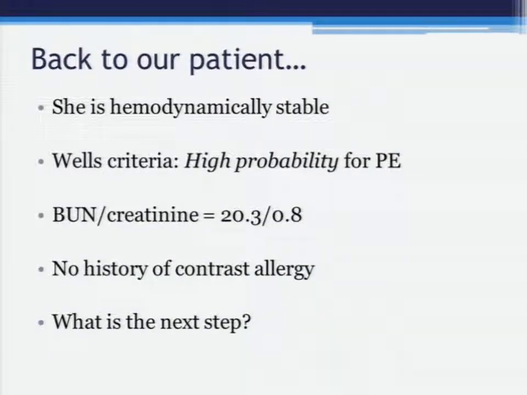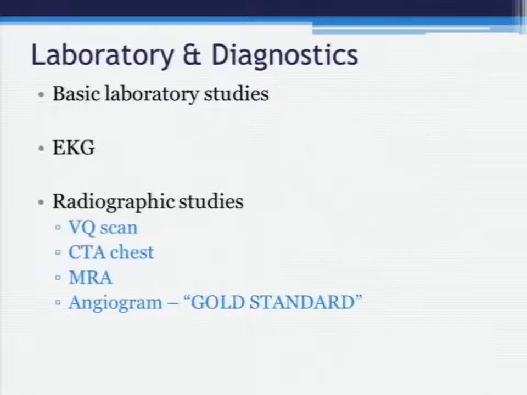Now, back to our patient. She is hemodynamically stable. We determined from a Wells criteria standpoint that she had a high probability for PE. We're reassured that her BUN and creatinine are within normal limits. You ask her allergies, and she says she has no allergies at all. She has no history of a contrast allergy, so what do we do next?